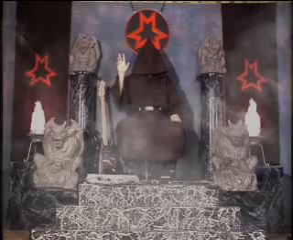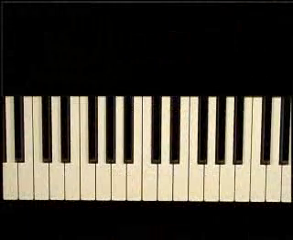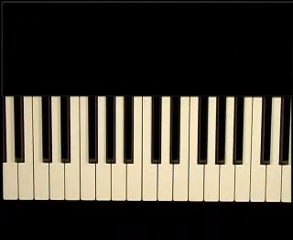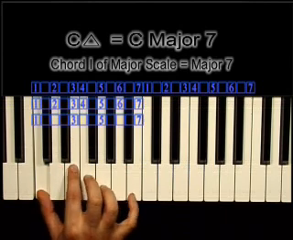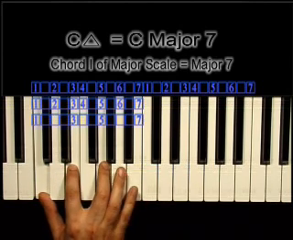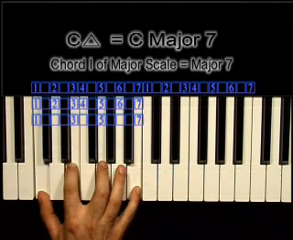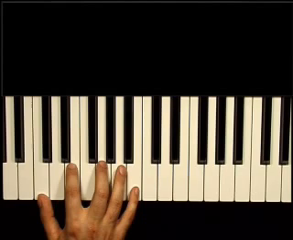Let's start with the C major scale. A basic chord formula for building chords is to use every other tone of the scale, in this case the major scale. Play the 1, skip the 2, play the 3, skip the 4, play the 5, skip the 6, and play the 7. You now have a major 7th chord. 1, 3, 5, 7.